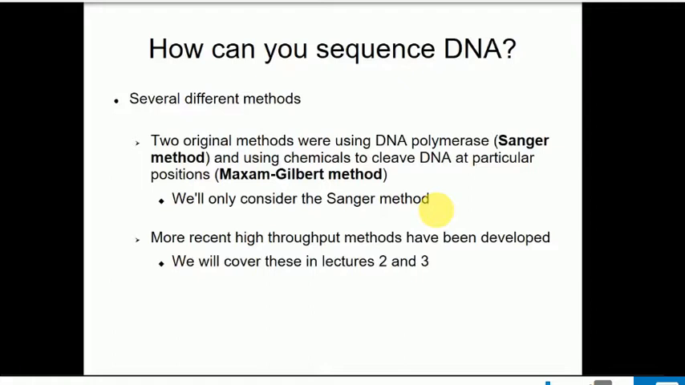There were two methods published around about the same time in the early 70s for DNA sequencing. One called the chain termination method by Fred Sanger, and one chemical method by Allan Maxam and Wally Gilbert. I'm only going to be talking about the Sanger method. Maxam-Gilbert sequencing is really hardly used by anyone these days, and it was never as good a method as Sanger. I've used both. So we're just going to look at the Sanger method today. The first lecture will just cover Sanger. In the second lecture and also in the third lecture next week, I'll talk about the more modern high-throughput methods.